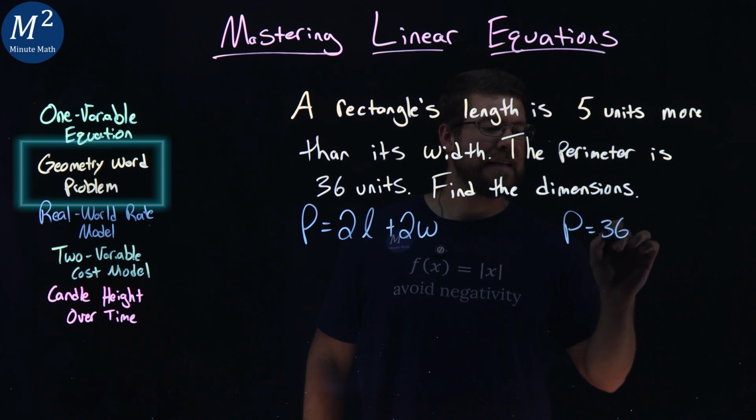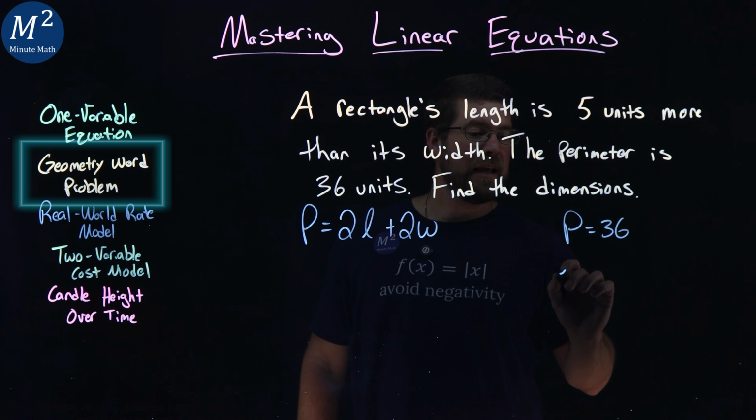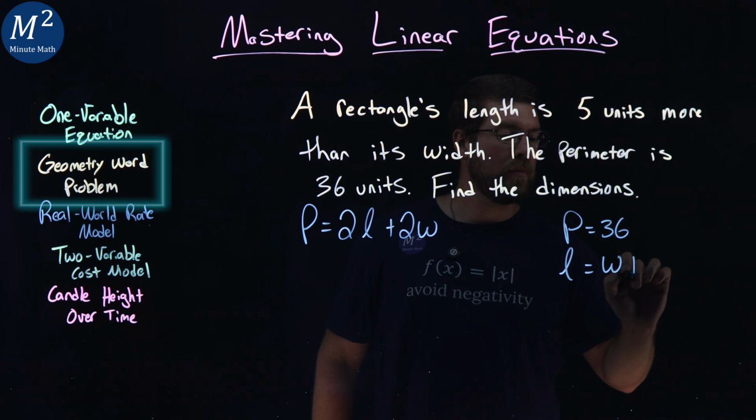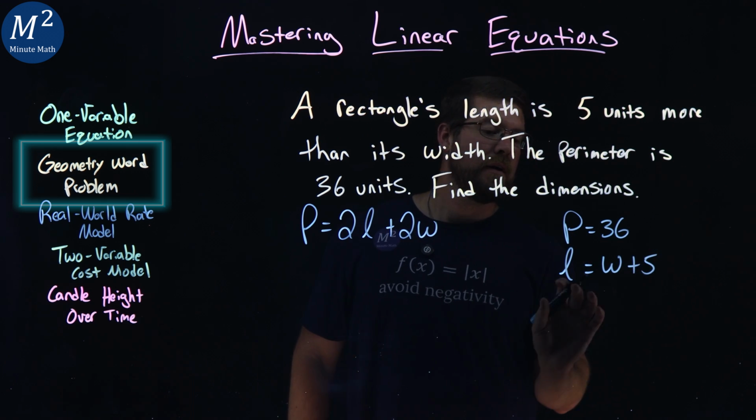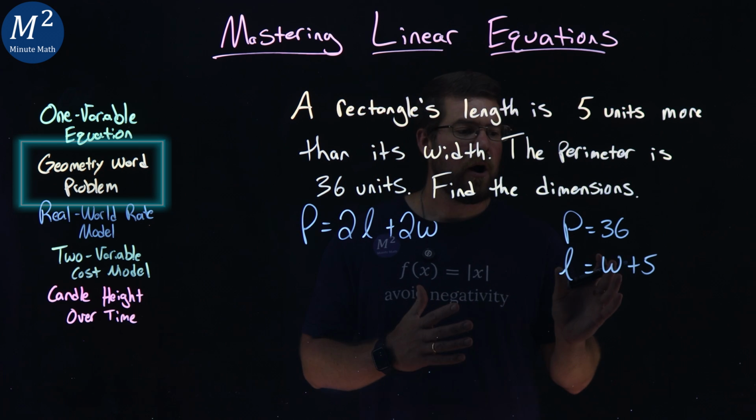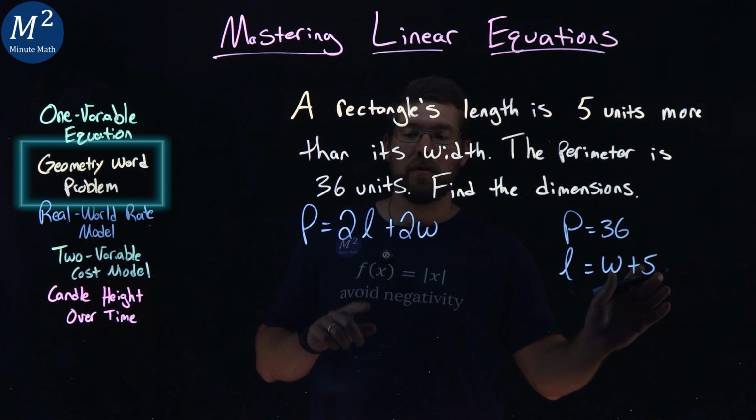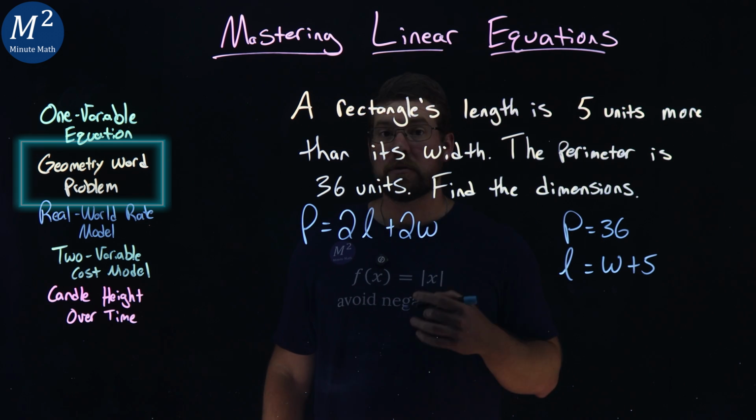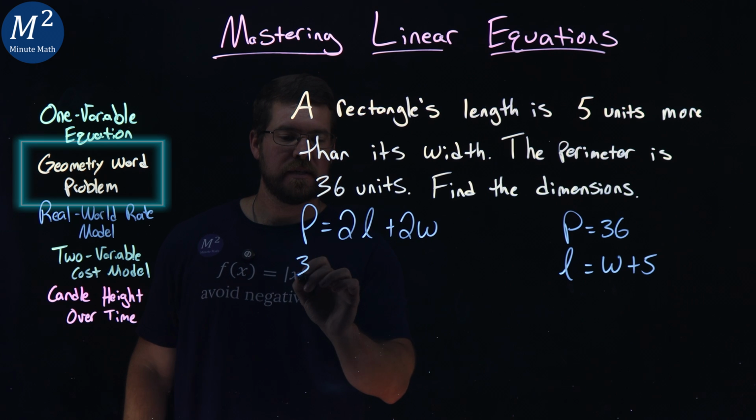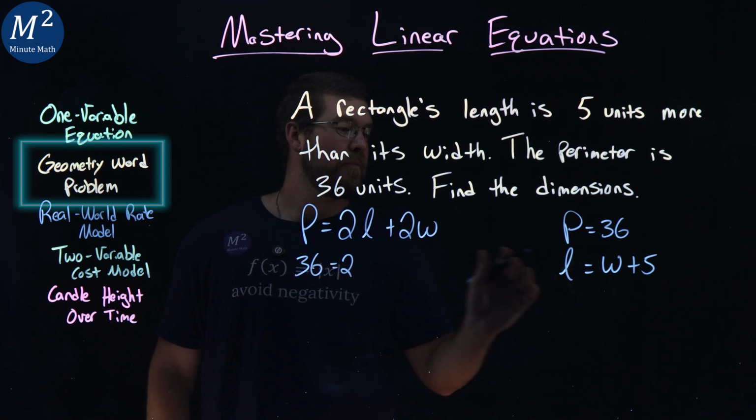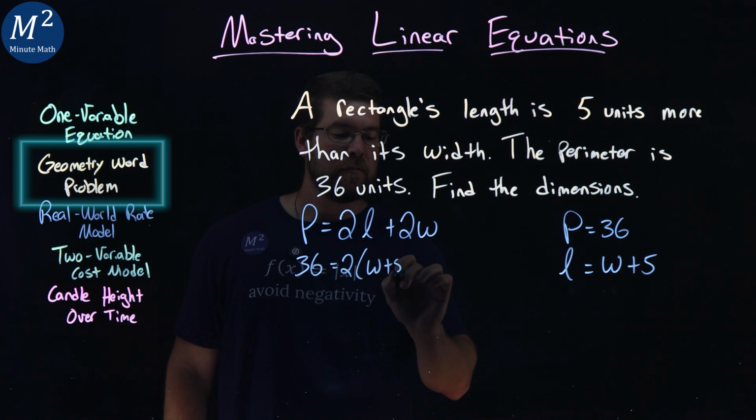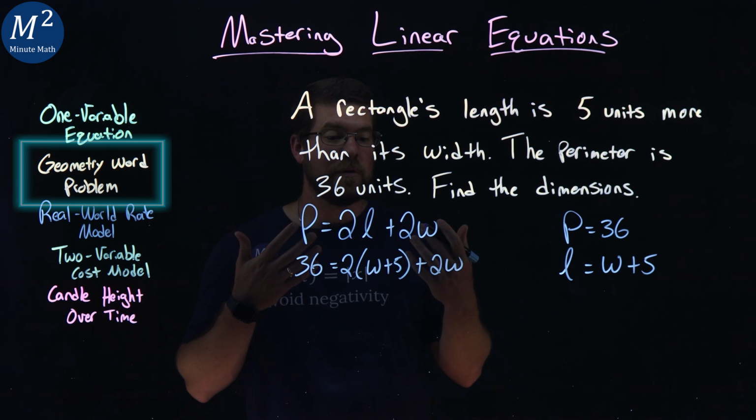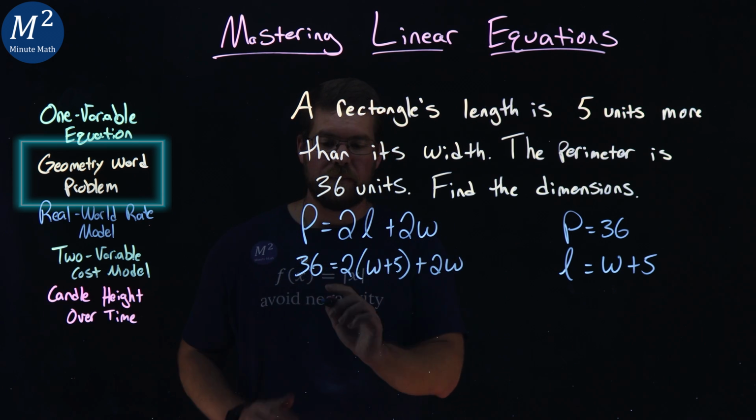P equals a 36. Its length, they tell us, is equal to 5 units more than its width. So our width here plus 5 units more than the width, is equal to the length. And now I can substitute the length here, w plus 5, in for L, and 36 in for P, and just have one variable, w, to solve for. So P is 36, is equal to 2, times L, a w plus 5, plus 2w. And now we can solve for, well, w here, our width.